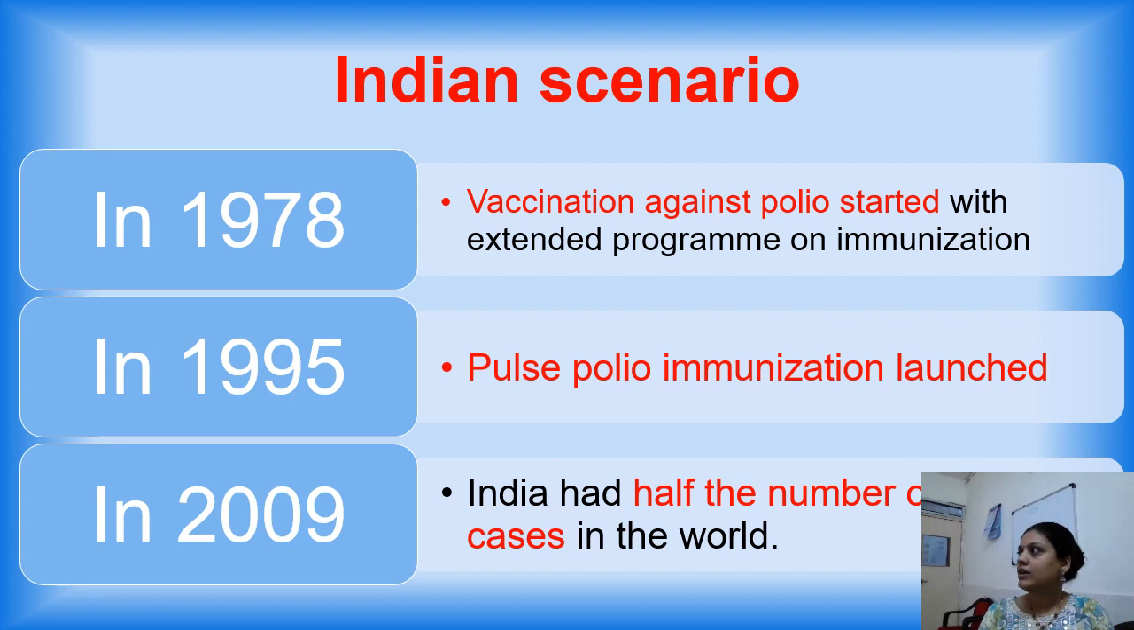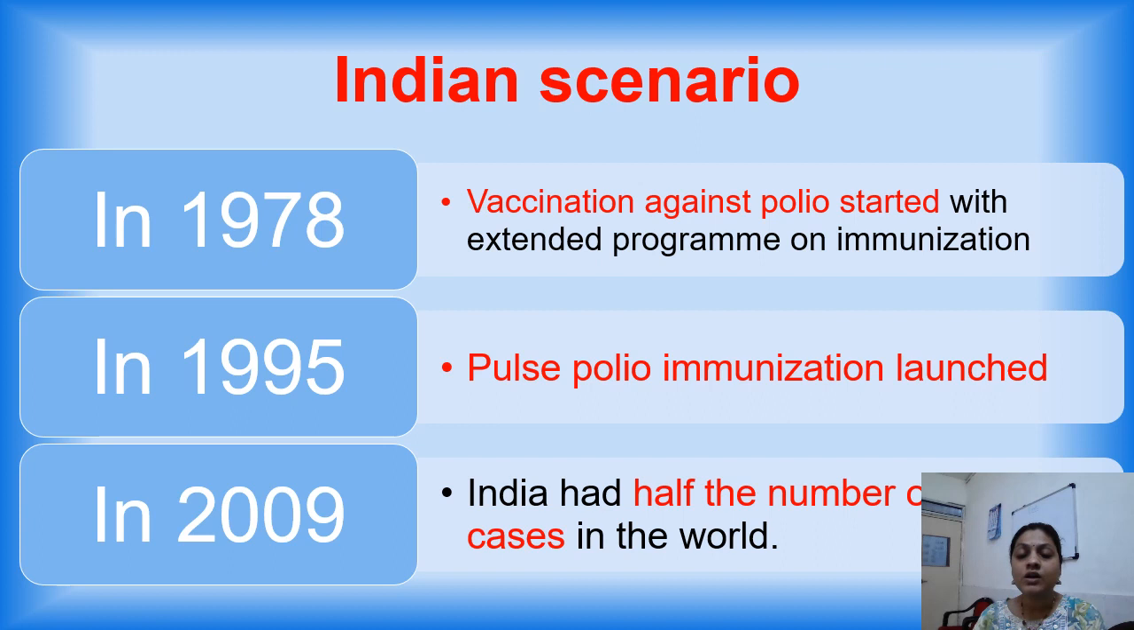Now let's take a look at the Indian scenario. In 1978, the vaccination against polio was started, and the polio vaccine was included in the Expanded Programme on Immunization. In 1995, we began the pulse polio immunization, where all the children under 5 years of age were given the vaccine at the same time. That is the meaning of pulse polio.